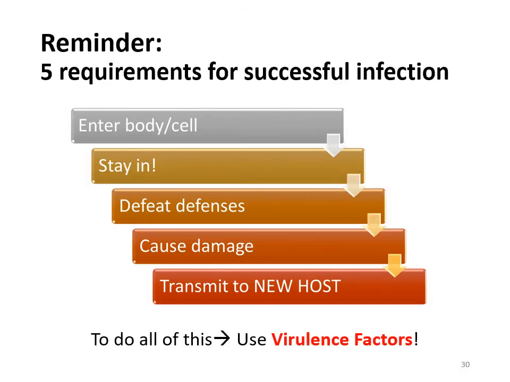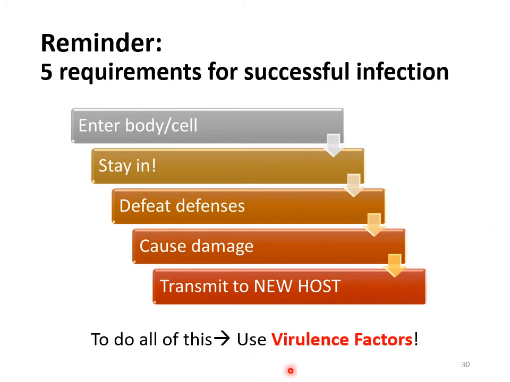The first thing we have with regard to mechanisms of pathogenicity is a slide that you've seen before. Now remember I said you have to know the 5 requirements for a microbe to be pathogenic, to have a successful infection. So for a microbe to be pathogenic, it must be able to enter the body or cell, stay in, defeat your immune system, your defenses, cause some type of damage, and transmit to a new host. So some students remember it as ESDDT. Enter, stay in, defeat, do damage, and transmit.